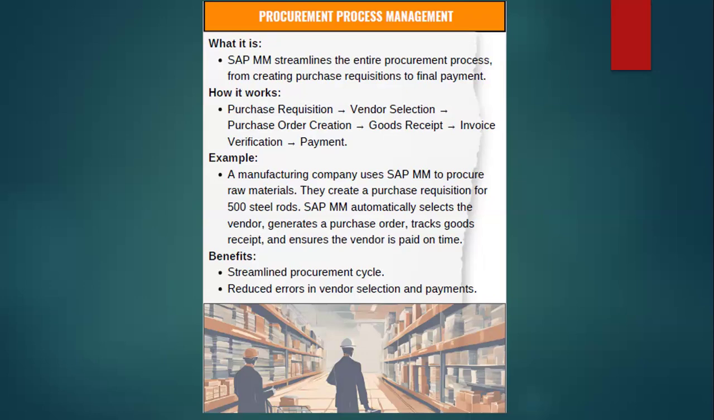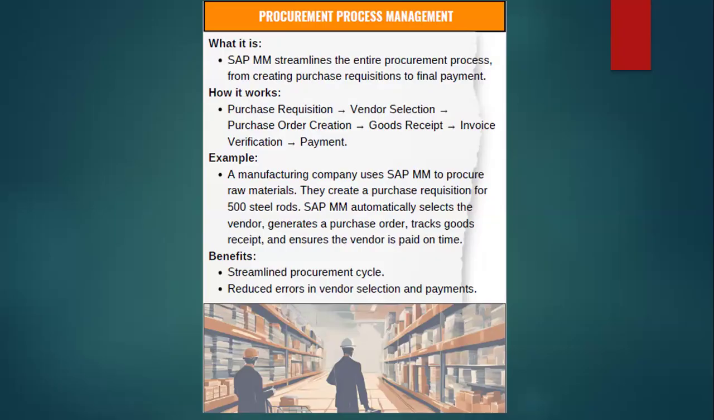Now, if we have selected the vendor, then we can give the order, right? So we can create the purchase order. After purchase order creation, we will give the purchase order to the vendor. The vendor will send goods to us. Then the step comes: goods receipt. Goods receipt means we are receiving the goods into our warehouse.